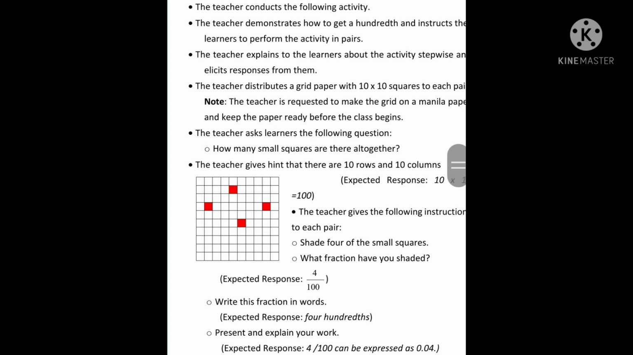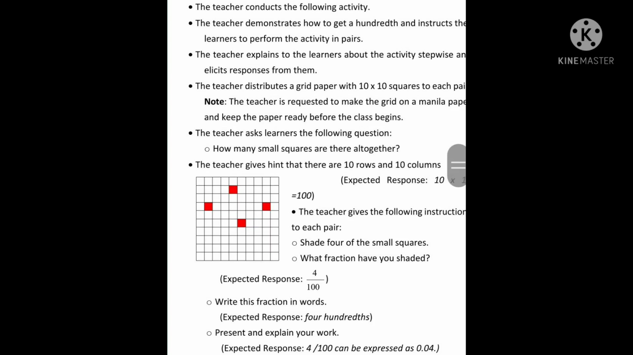The teacher distributes a grid paper with 10 into 10 squares to each pair. The teacher is requested to make the grid on a chart paper and keep the paper ready before the class begins. The teacher asks the learners the following questions. How many small squares are there altogether, children? The expected response of the children would be that 10 rows and 10 columns are there. So the total number of squares would be 10 into 10, which is equal to 100 squares.